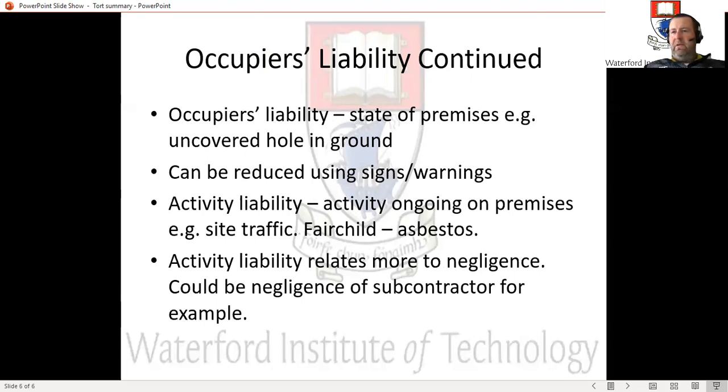It's worth looking at the difference between occupiers and activity liabilities. The occupier's liability relates to the state of the premises. For example, an uncovered hole in the ground, as we said earlier, or a wall collapses, or a roof, maybe possibly shelving in a retail place, or the way stuff might be laid out in the dining room in a hotel, for example, or absence of lighting in certain areas, even including maybe on an airplane, for example.